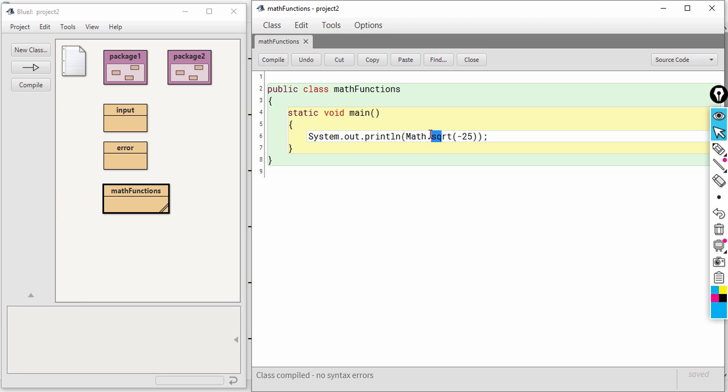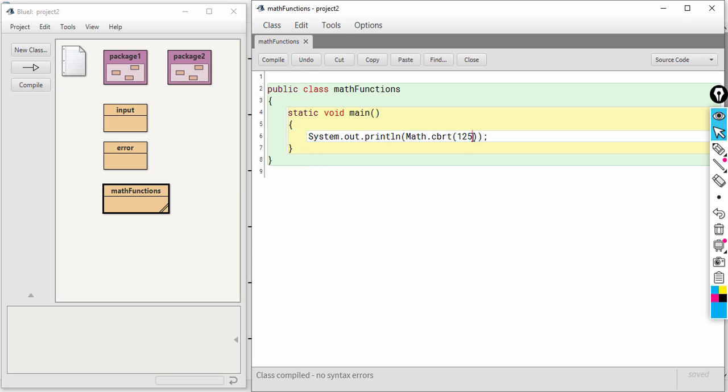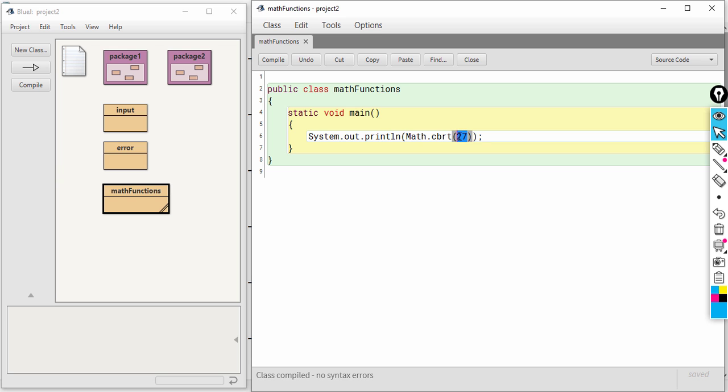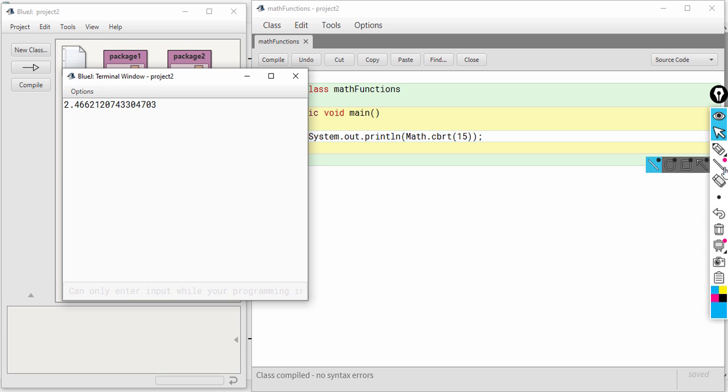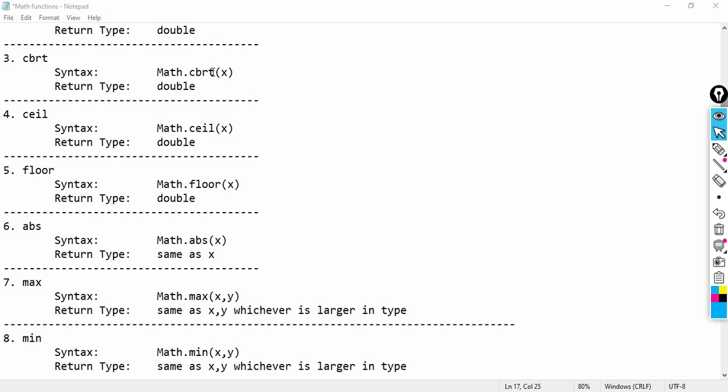Then the third function is CBRT. If we pass 125 to it, it will return 5.0. Let's pass 27. It should give me 3.0. Let's pass some other number, 15, let's say. The cube root of 15 will be this, 2.466. Now let's come to the next function, that is the ceil function.